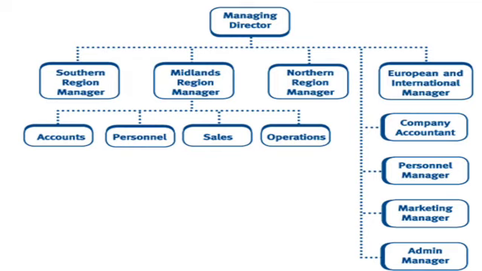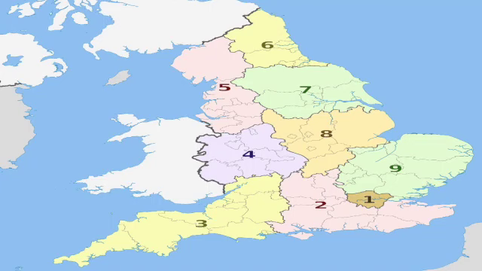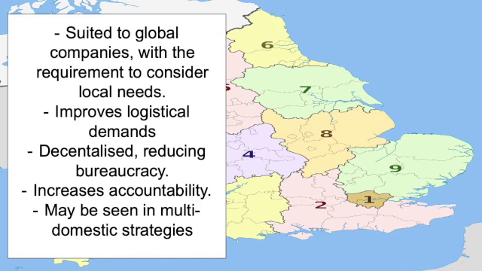So what we can look at is some of the benefits. When we look at the benefits of this type of organisational structure, as I've said before, it's suited to global companies, which have maybe high levels of responsiveness to local needs. So if you think about Bartlett and Ghoshal, it can improve logistical demands. It increases accountability because obviously you are responsible for your region. And I've already mentioned Bartlett and Ghoshal, but it could be seen in multi-domestic strategies.